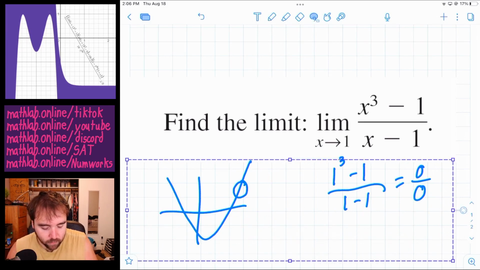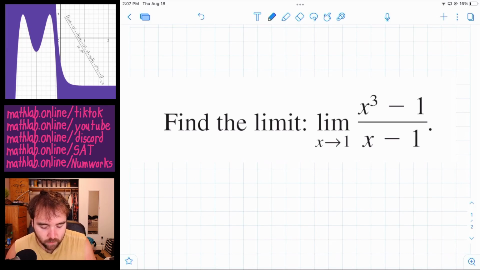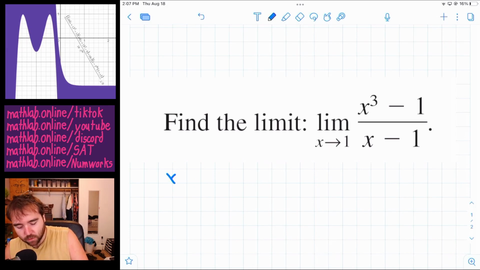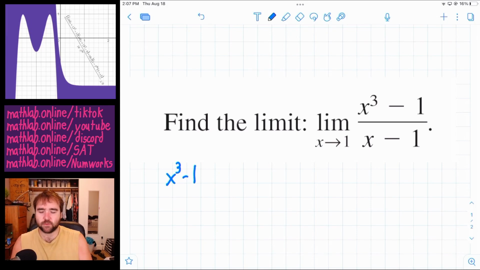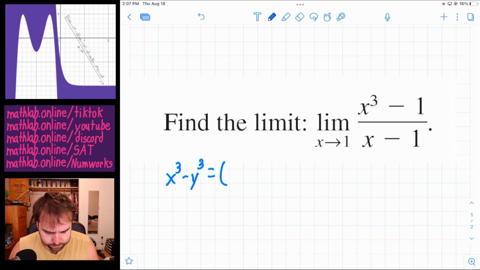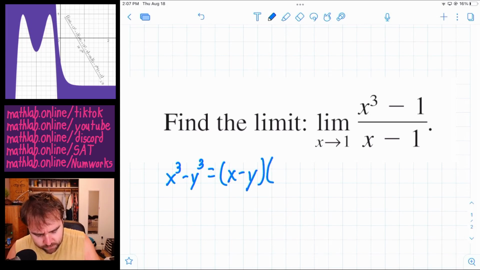And we have to use kind of a rare method of factoring that you might not remember, that I don't totally remember. So x cubed minus 1, the difference of two cubes. Well, let's write it out actually as the difference of two cubes. So x cubed minus y cubed is x minus y times x squared plus xy plus y squared.